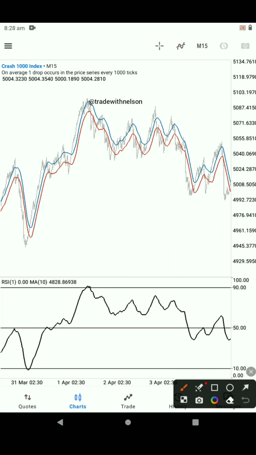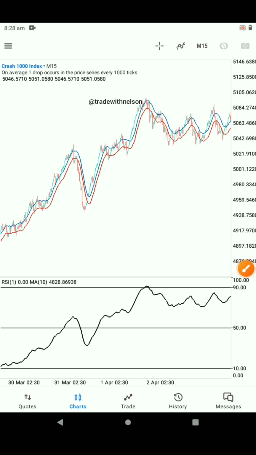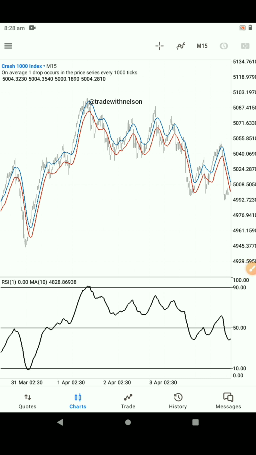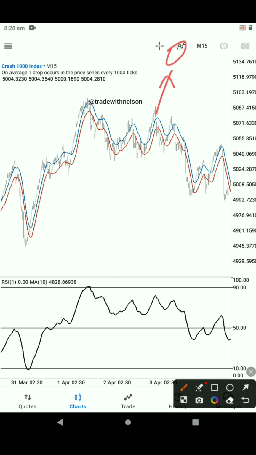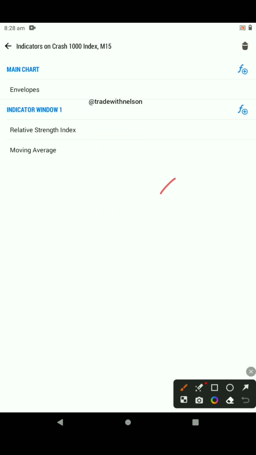And if you look carefully over here, I have just three indicators. I have the envelopes, I have the relative strength index, and I have the moving average inside the relative strength index. So before I show you how the strategy works, let me quickly show you the settings to my indicators. First thing you do is to click on this indicator icon over here. As said, I have just three indicators: envelopes, relative strength index, and the moving average.